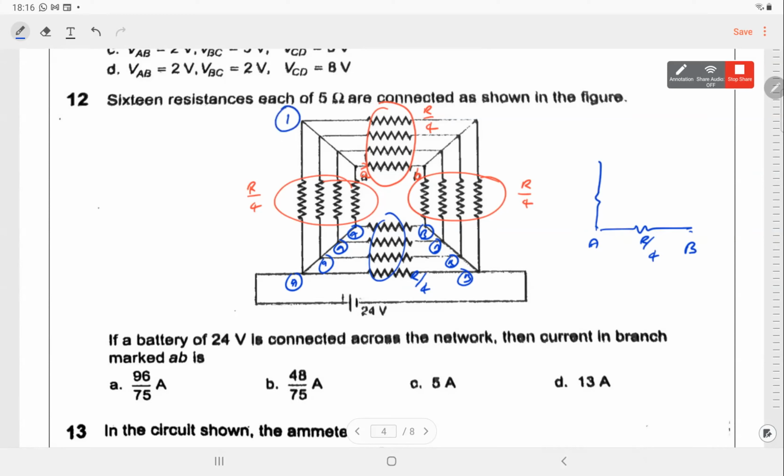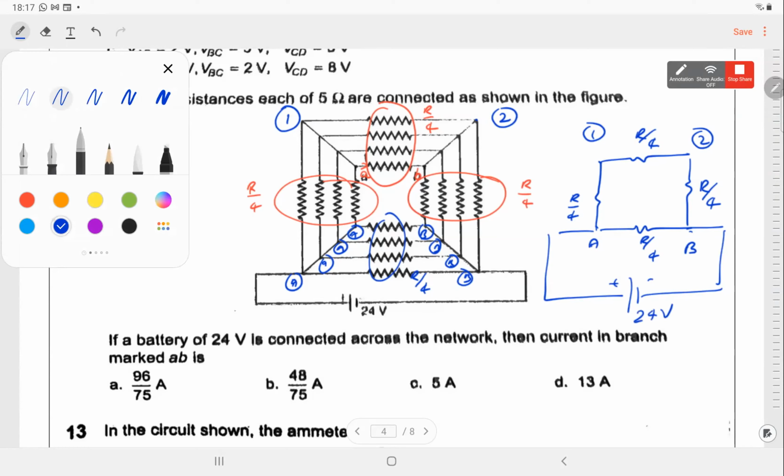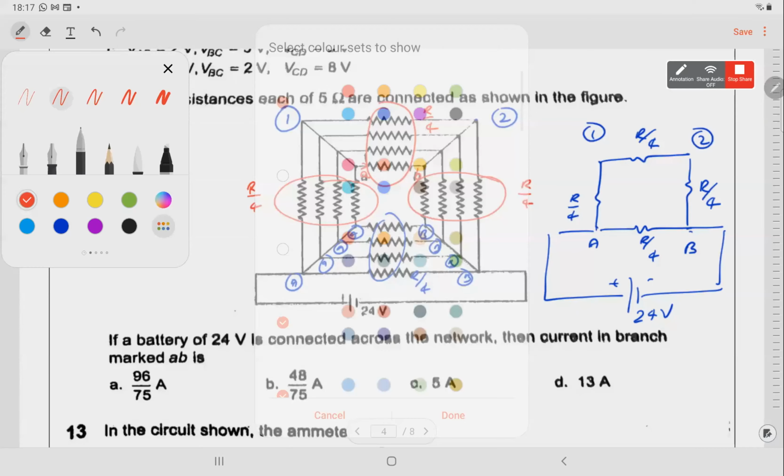Between A to 1, it will be R by 4. Between 1 to 2, there is another R by 4. And between 2 to B, there is another R by 4. And then there is a battery of 24 volt connected. I think none of the options will match. You are solving in the other batch, but you can check and verify by yourself.